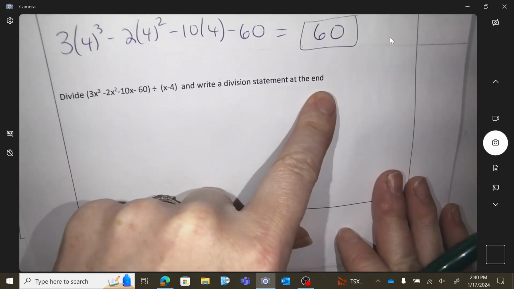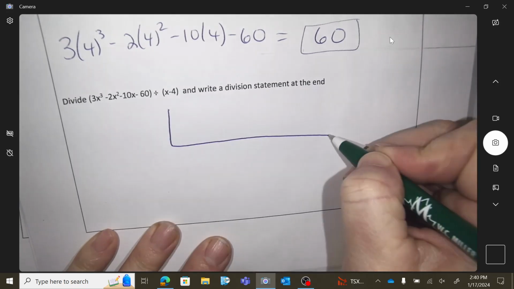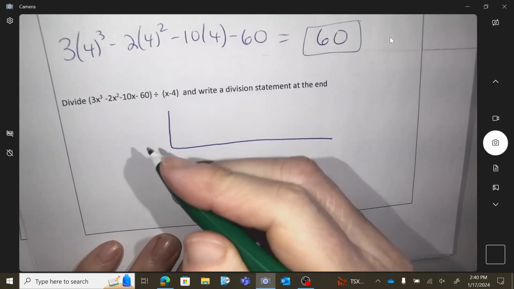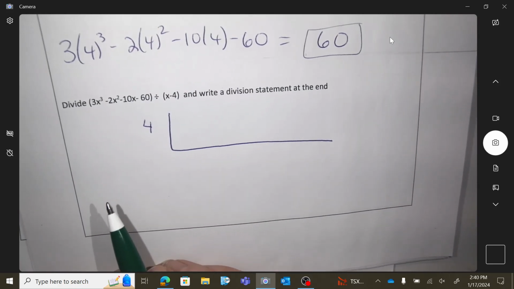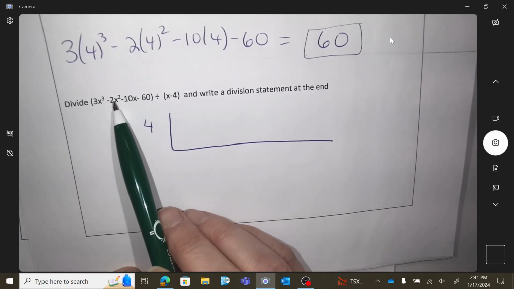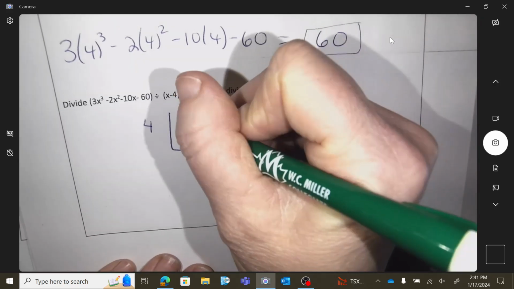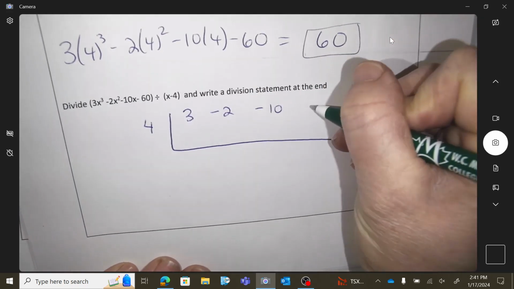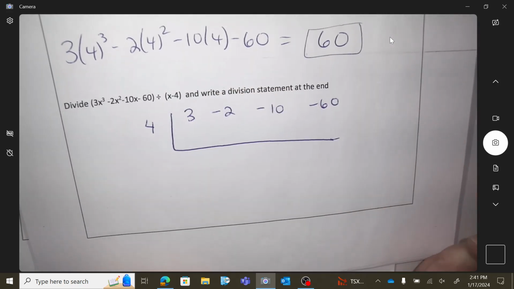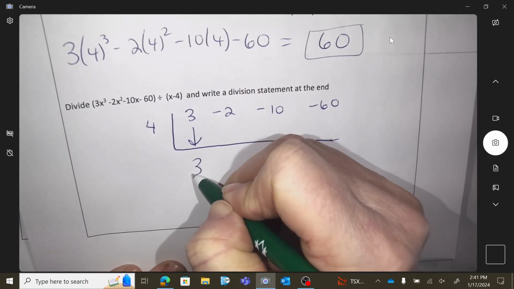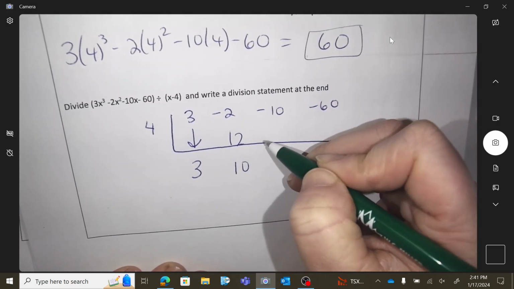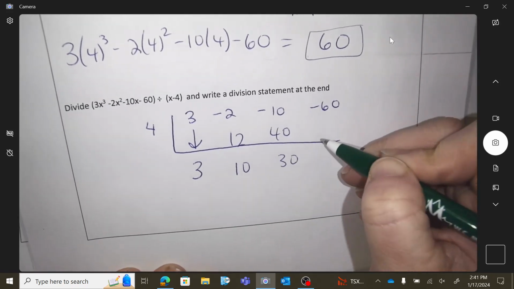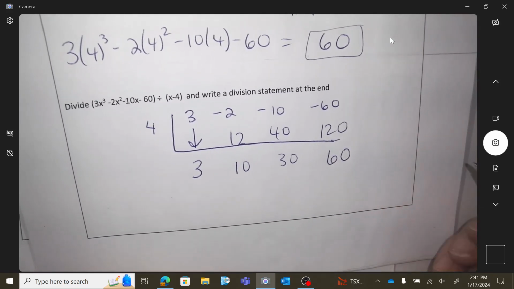Okay, write a division statement at the end. So this means you're going to be doing a synthetic division with the root number in the front. What should you check before you write? Anybody remember this secret? Is there any gaps? 3, 2, 1. No, there's no gaps. Okay, so you start by bringing the first thing down. Times, add, times, add, times, add.